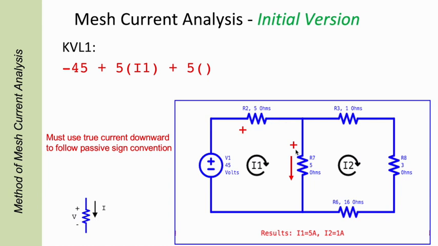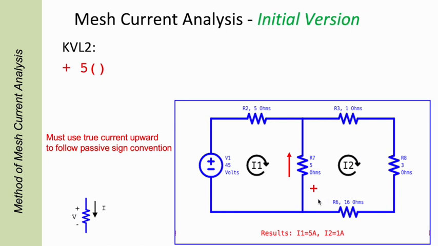Continuing on around, again, passive sign tells me to put the plus sign as I'm entering this resistor. I then need to use the true current downward in order to properly compute Ohm's law. So I want the true current downward through this 5 ohm resistor, and in this case it would be I1 minus I2. I1 is flowing downward, I2 is flowing upward. So it's I1 minus I2, and that completes my first mesh.